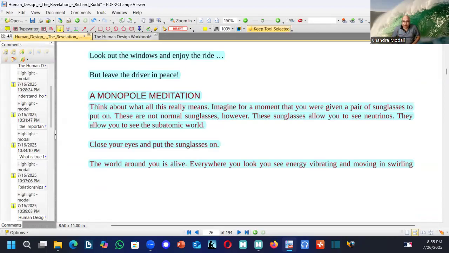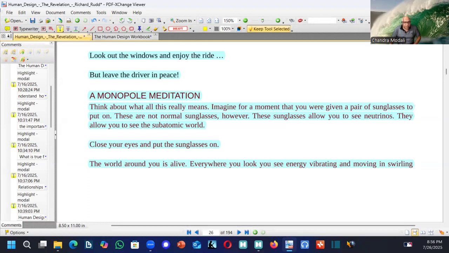Imagine for a moment that you were given a pair of sunglasses to put on. These are not normal sunglasses, however. These sunglasses allow you to see neutrinos. We all know neutrinos is the energy that is surrounding us. It is the breath of the star, right? They allow you to see the subatomic world. Close your eyes and put the sunglasses on.